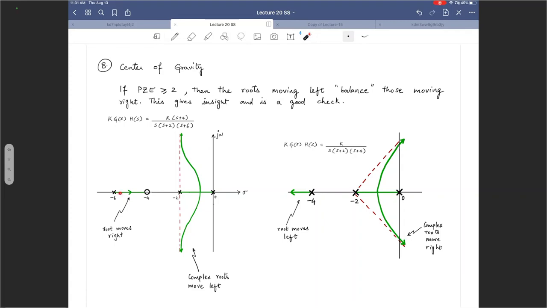So for example, over here, as you're increasing k, the real pole is moving to the right, while the 2 complex conjugate poles are moving left to balance that out. But in the example on the right, which we had done earlier, there is one real pole that is moving left, which is balanced by 2 complex poles that are moving right. So in other words, you will not have everything moving in one direction. You will have certain things that are moving left and moving right to balance things out.